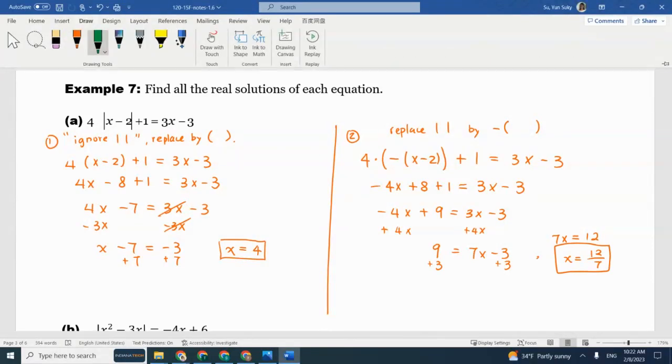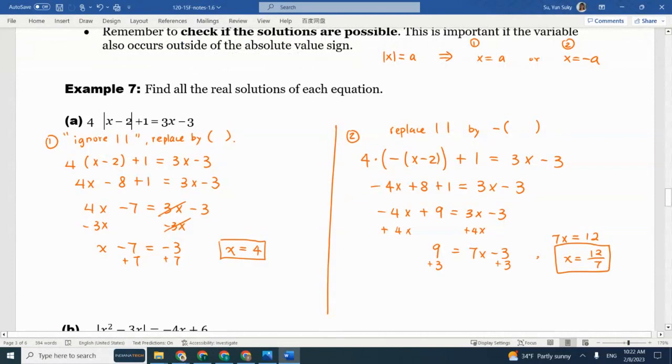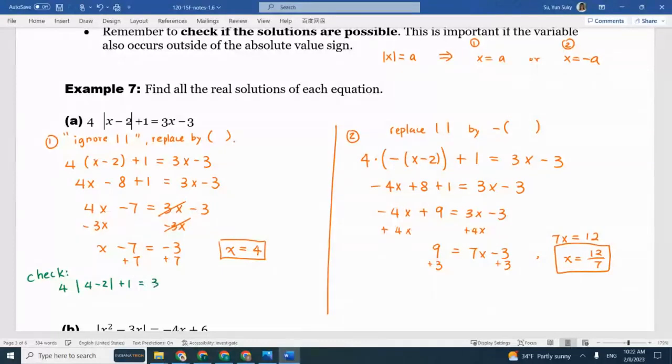Now, we have two solutions. We need to check. So when we check, we plug in the original equation and see if the left-hand side equals the right-hand side. So here, 4 times absolute value of x, where x is 4, minus 2, plus 1. Is it equal to 3 times x, where x is 4, minus 3?